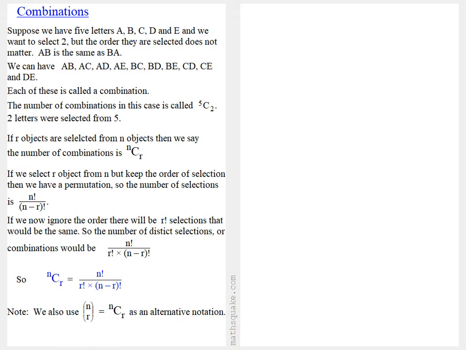Now we also use a large bracket containing n over r to mean exactly the same thing as nCr. It's just an alternative notation. Now there is an nCr button on most scientific calculators. It's worth finding where it is on yours, as it makes working out combinations very quick.